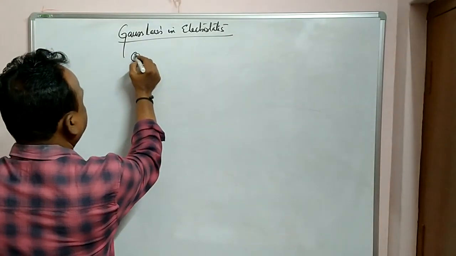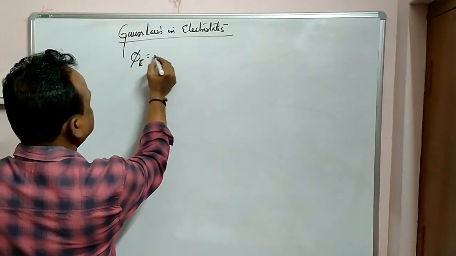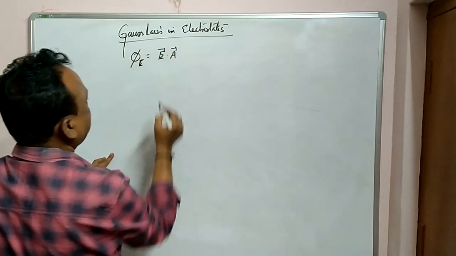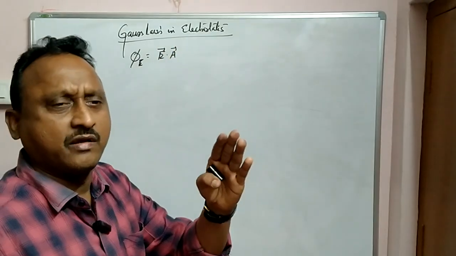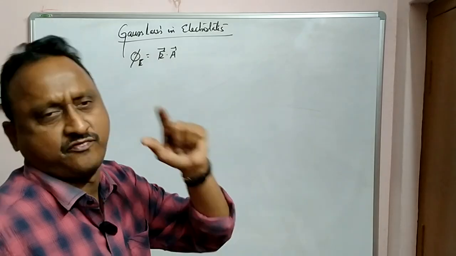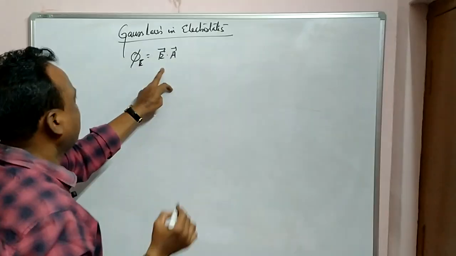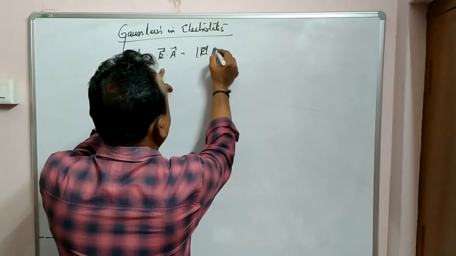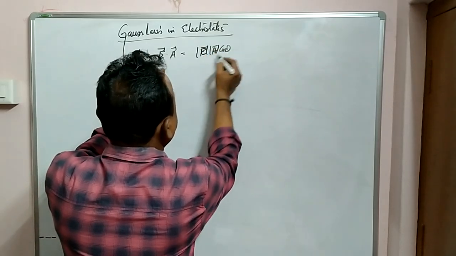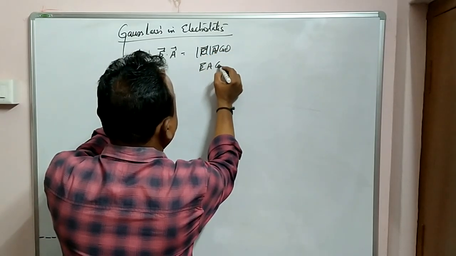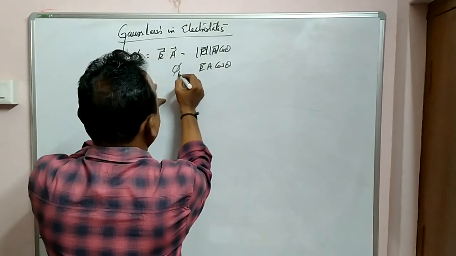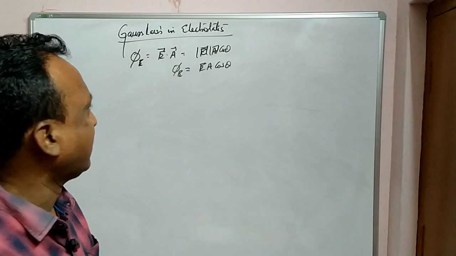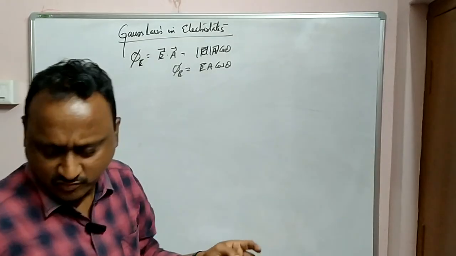See, already we have learned what electrical flux is: E dot A. The angle should always be between the area vector and the field, not with the surface. This is given by, as I told you, mod A into cos theta, or simply EA cos theta. This is the flux, and flux is a scalar, please. It's not a vector, so it is expressed as a dot product of two vectors.